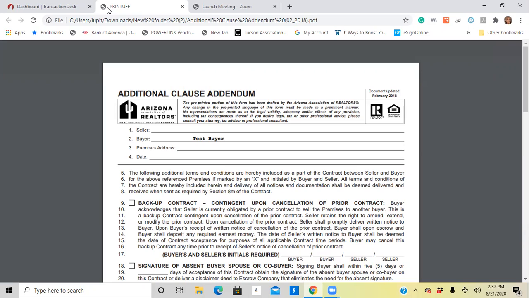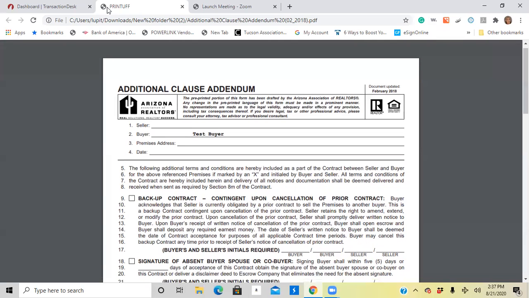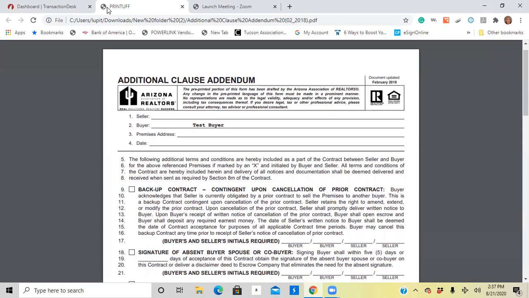ADRE has come up with an addendum to help you with the most common clauses that might be needed, and that is the additional clause addendum. So here's the additional clause addendum on your screen. Of course, you're going to write in the buyer, seller, the address, and the date.